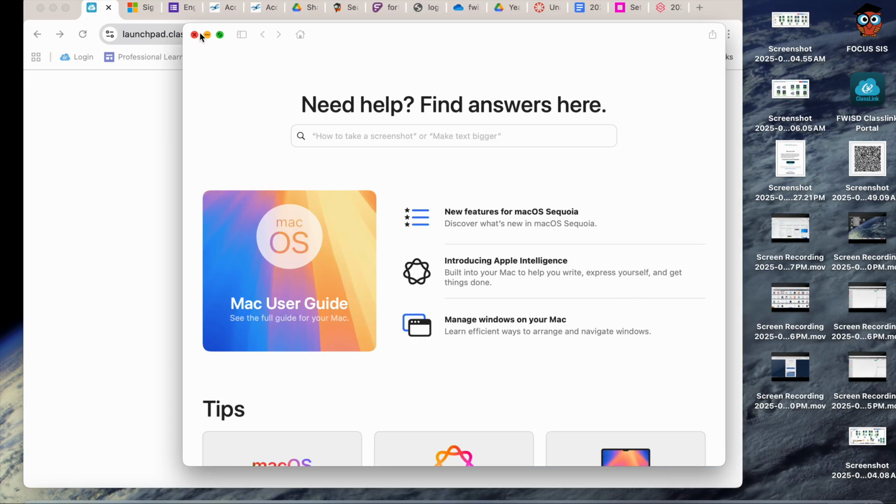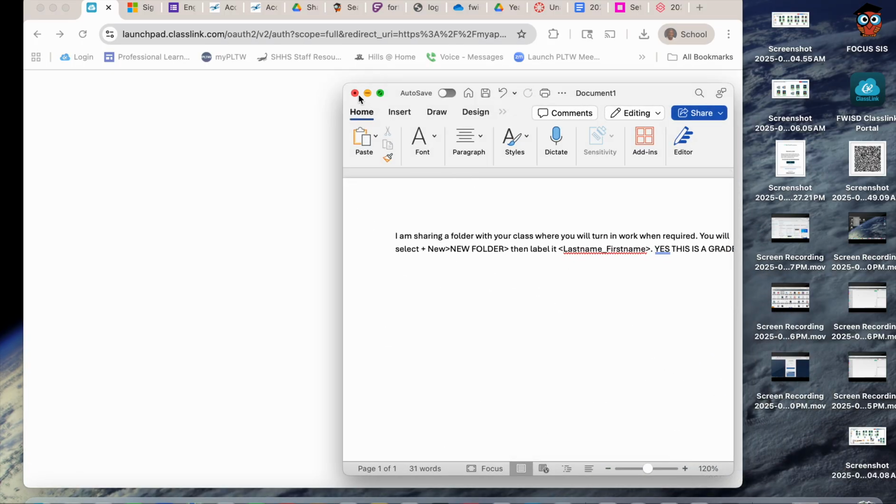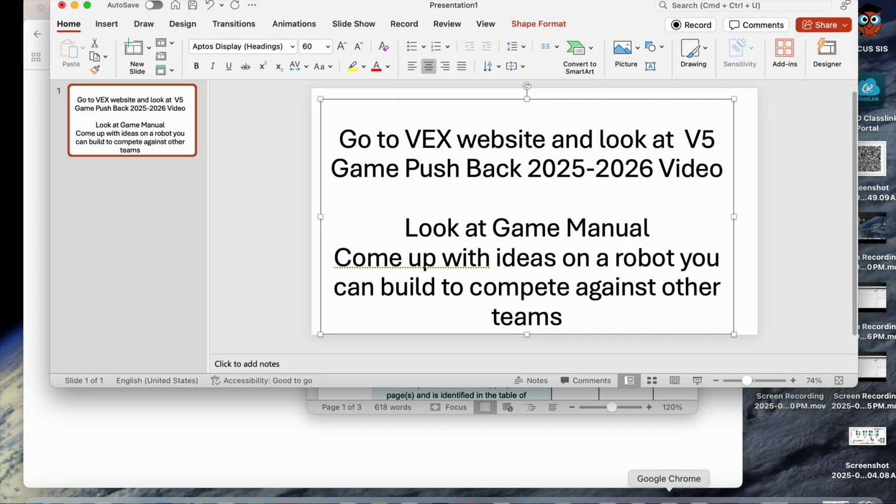Good. So that's our engineering notebook. You will be required to maintain it throughout the class.